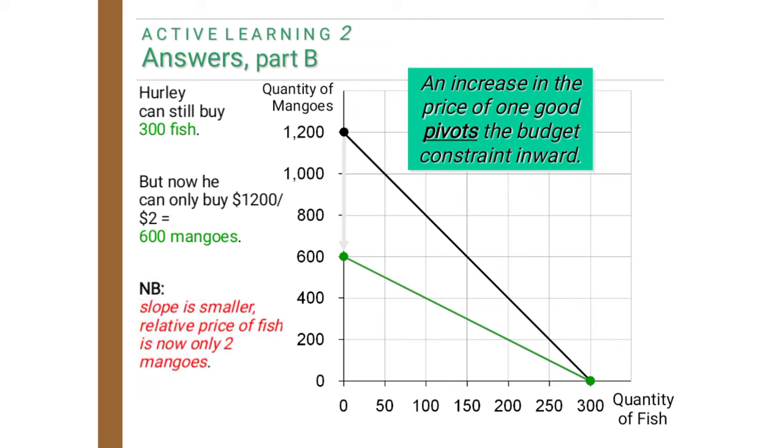So the slope is smaller. The relative price of fish is now 2. The relative price of fish is the price of fish over the price of mango. Sometimes you can be asked a question like, when the price of this increases, what happens to the slope? The question will be like, does it become flatter, or does it become steeper?